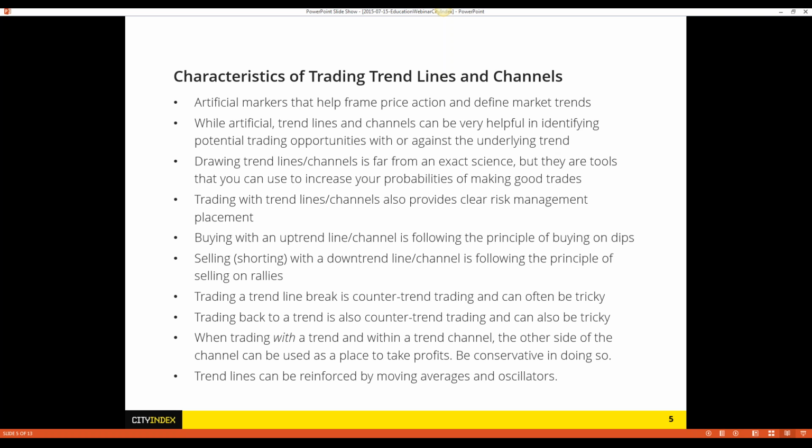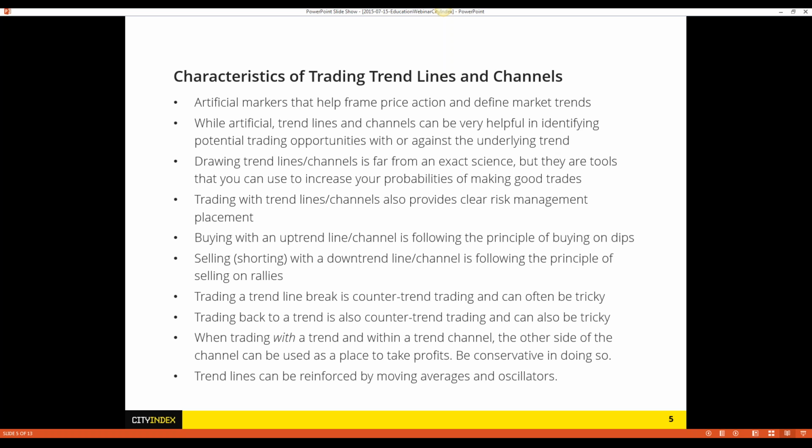But basically, in terms of the characteristics of trading trend lines and channels, what are trend lines and channels? They're basically artificial markers that help frame price action and define market trends. Now, what do I mean by artificial markers? What I mean is that these lines should not exist. Basically, we're just looking at the price action on each chart, and price is the most important part of each chart. That being said, we could draw in these lines.